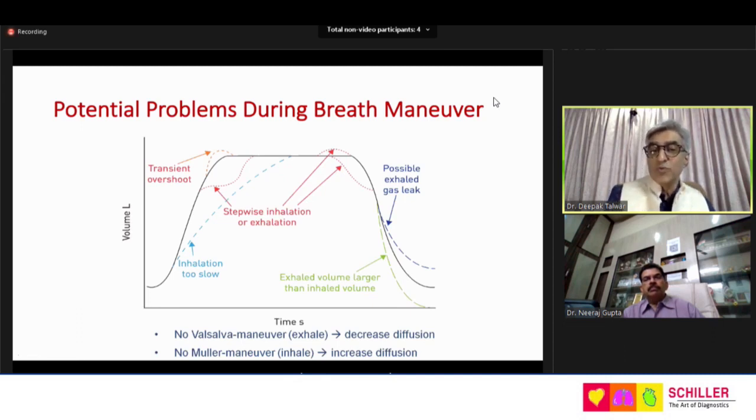So what we want is no Valsalva maneuver, no Muller's maneuver. Forced exhalation is Valsalva, and forced inhalation is a Muller's maneuver. So for both inhalation as well as exhalation, during a diffusion study, we don't want forced procedures, because one will decrease and the other will increase the diffusion capacity.